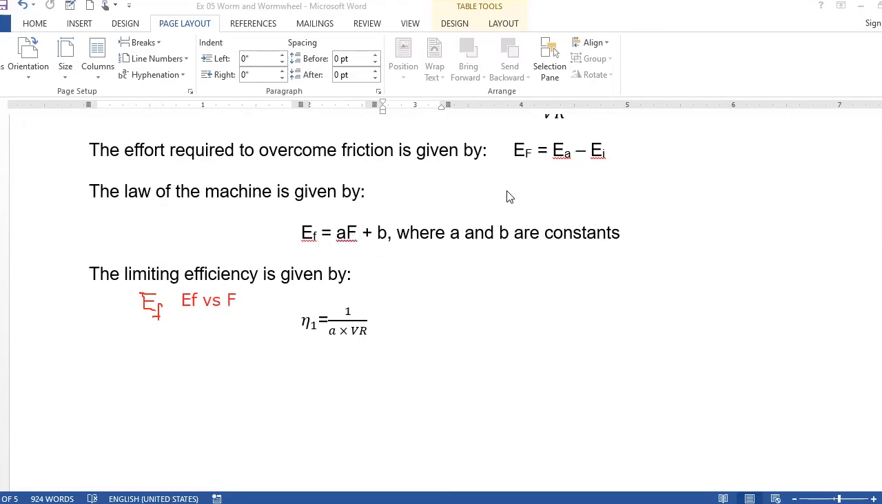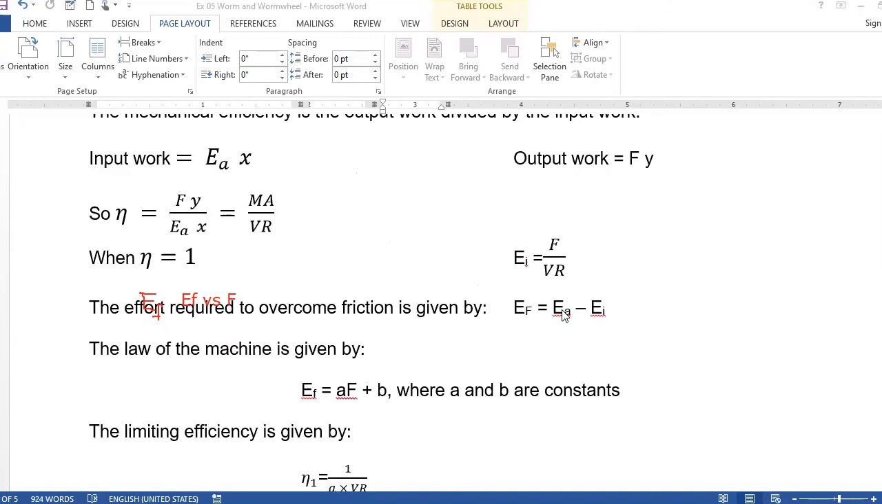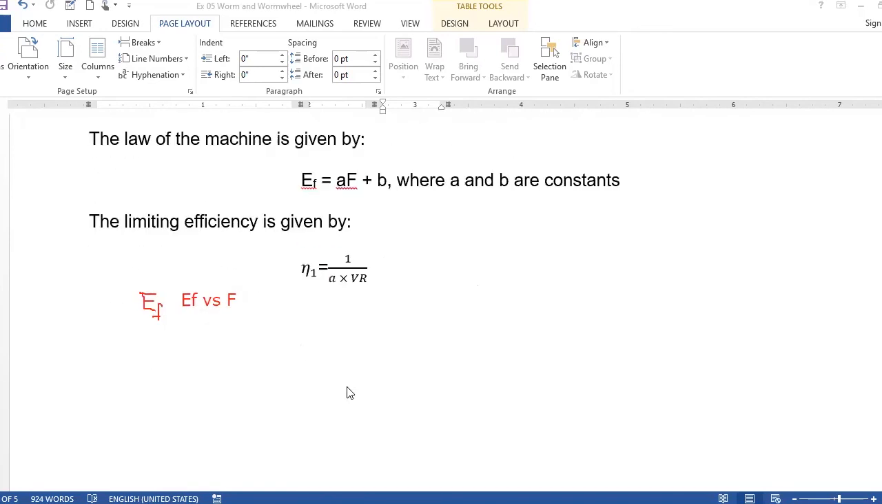So this one, EF is given by EA minus EI, you know. So EA and EI, you know all from the table, right? EI is the ideal effort, EA is the actual effort. So this one is the friction effort. So EF equals A F plus B. So if you draw this graph, then you can find that the slope of the graph gives A, right? The value of A. And the intercept gives the value of B.